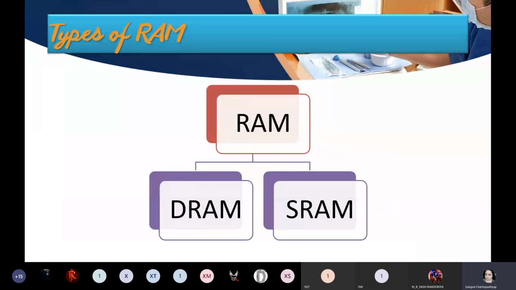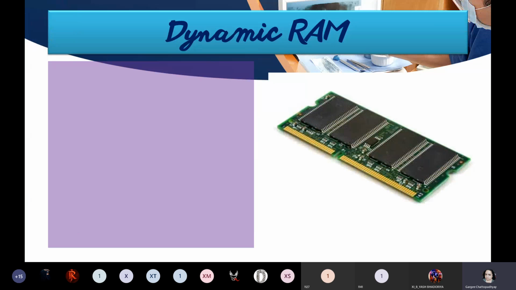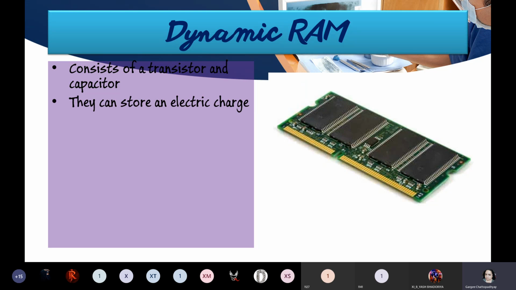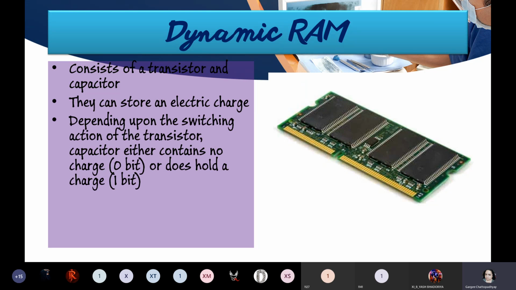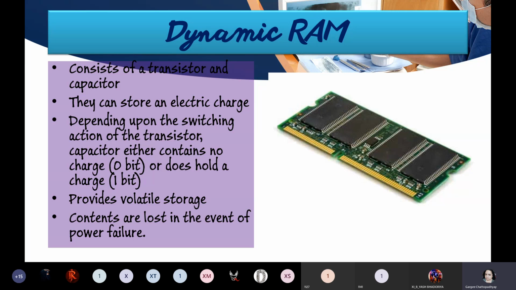Next is types of RAM. We have dynamic RAM and static RAM. Dynamic RAM consists of a transistor and a capacitor. They can store an electric charge. Depending upon the switching action of the transistor, the capacitor either contains no charge, which represents a 0 bit, or holds some charge, which represents a 1 bit. It provides volatile storage. Contents are lost in the event of power failure.